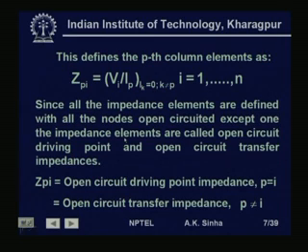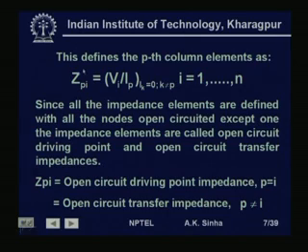That is, what we have done is, except for the bus P, all other buses are open. So, the impedance that we are getting here, we call them as open circuit impedances. That is, we get the impedances. These impedances are called open circuit driving point impedance or open circuit transfer impedance. ZPI is equal to the open circuit driving point impedance when P is equal to I.